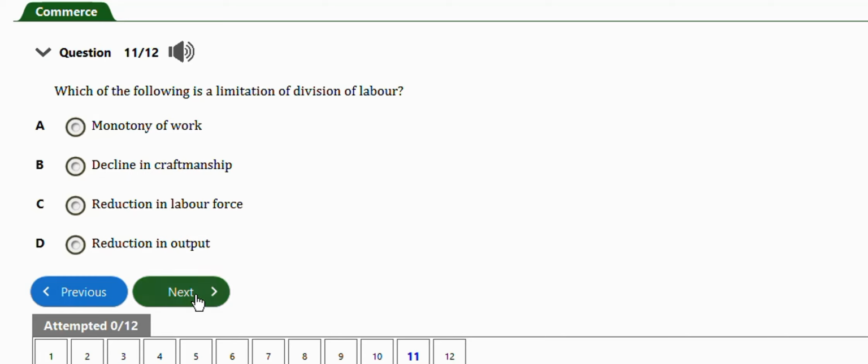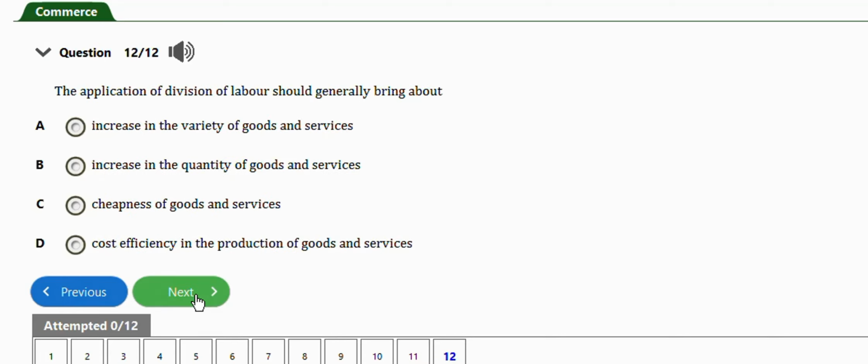Last question to end this video. It says the application of division of labor should generally bring about, I think this is a repeated question as well. So the right answer to this question here is option B. It will bring about increase in the quantity of goods and services. So guys, this is basically how to solve problems involving division of labor, a subtopic in production for JAMB commerce. Practice with about 10 to 12 questions for this subtopic. Hope you learned something interesting in the video.